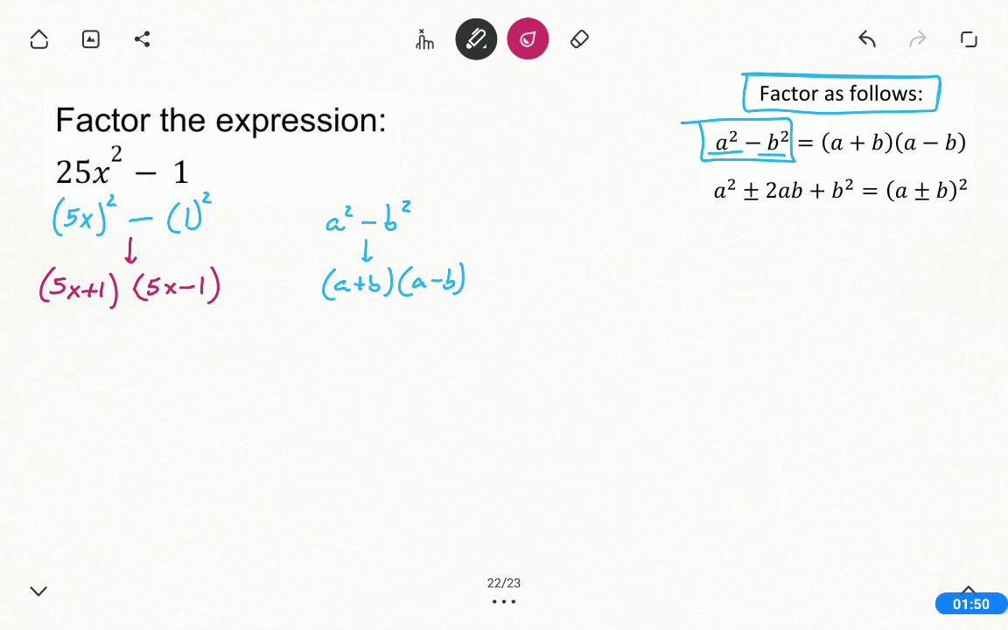I'll also remind you that there is no a squared plus b squared pattern. So if this was 25x squared plus 1, it would be unfactorable. So just keep that in mind as you're going through factoring expressions.